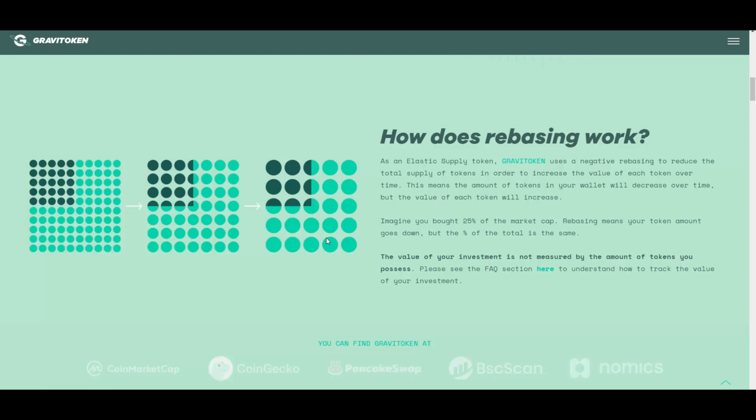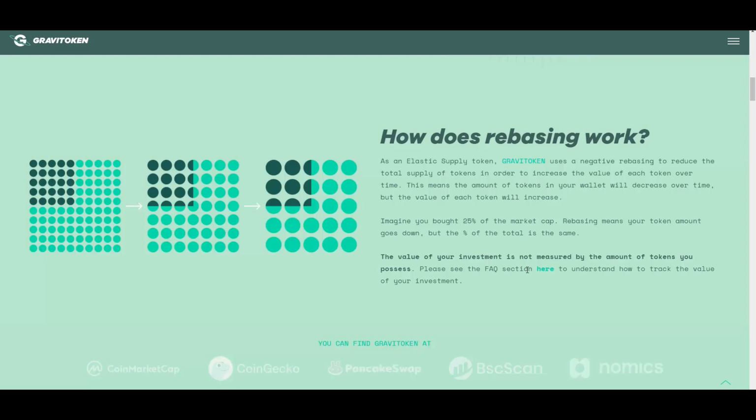As an elastic supply token, GraviToken uses a negative rebasing to reduce the total supply of tokens in order to increase the value of each token over time. This means the amount of tokens in your wallet will decrease over time, but the value of each token will increase. Imagine you bought 25% of the market cap. Rebasing means your token amount goes down, but the percentage of the total is the same. The value of your investment is not measured by the amount of tokens you possess. Please see the FAQ section here. You can go and do that later on too, but basically that's how the rebasing works.